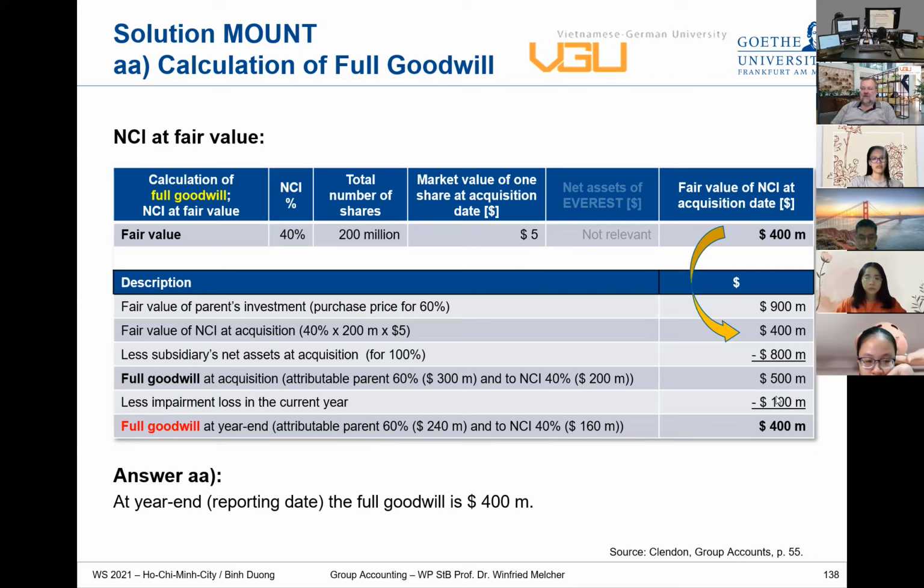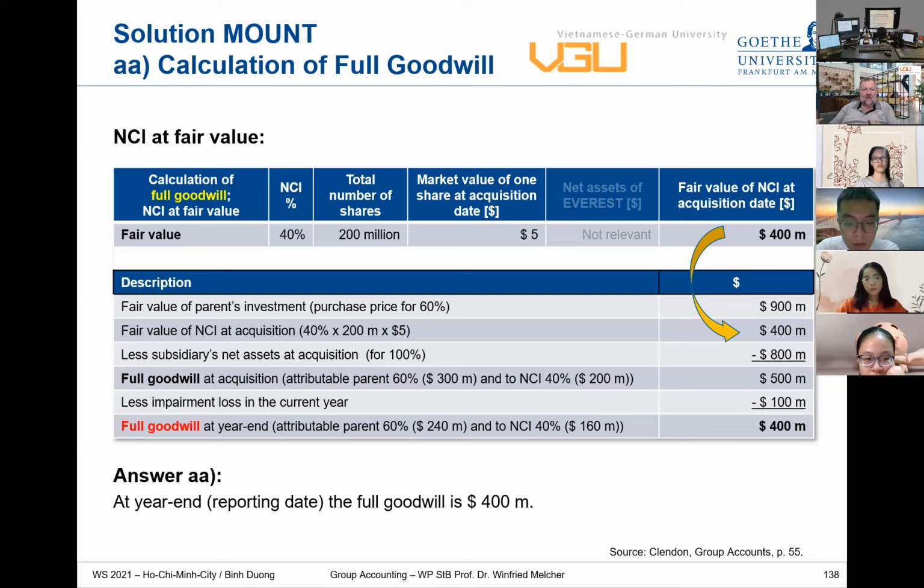So when we have a full goodwill at acquisition of 500, then we learn from the facts and circumstances that there was an impairment loss during the current year. Obviously that was after the company was acquired, so it refers to the post-acquisition period. Therefore, the full goodwill will be decreased by 100 million to 400 million. Now we have a full goodwill, so it relates to both parent and NCI.